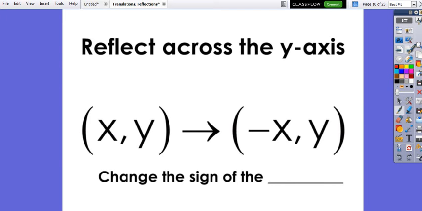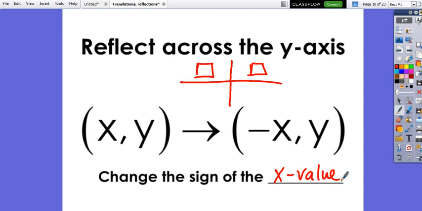Okay, the second reflection rule is reflection across the y-axis. Now understand, the y-axis is our vertical axis. So if I had a rectangle over here on the right side of that y-axis and flipped it, it's going to be over here. Okay, so did I change the x value or did I change the y value? The x. So change the sign of the x value.